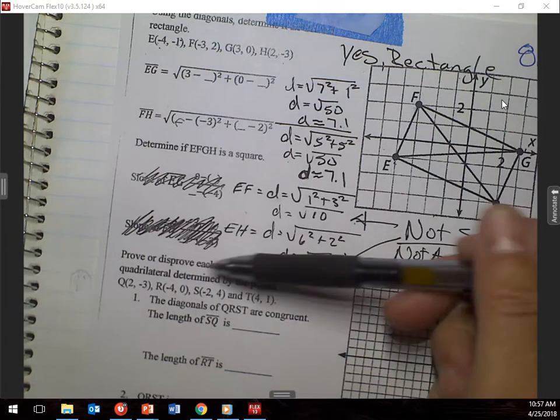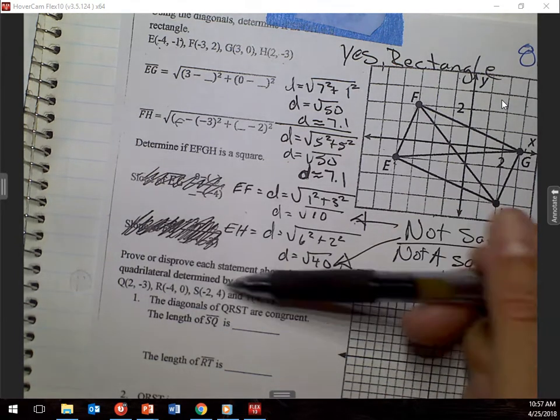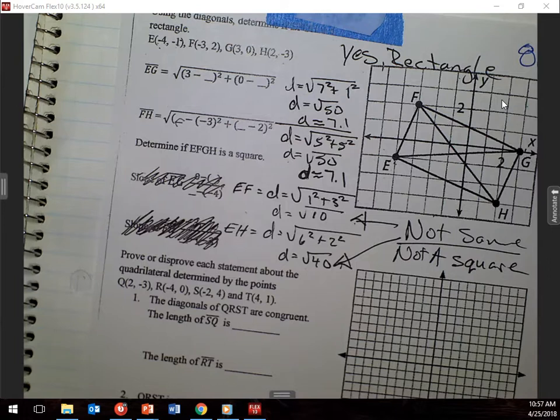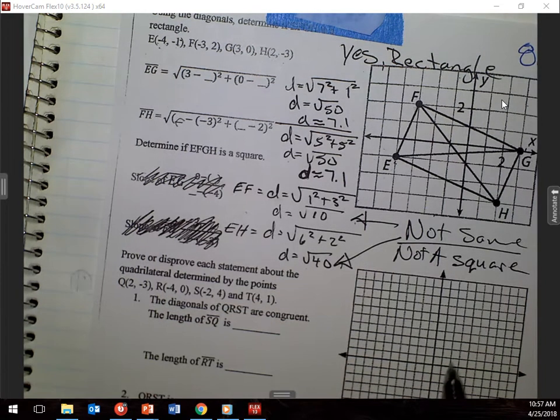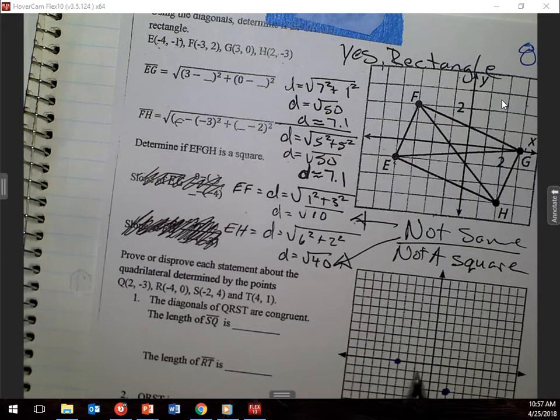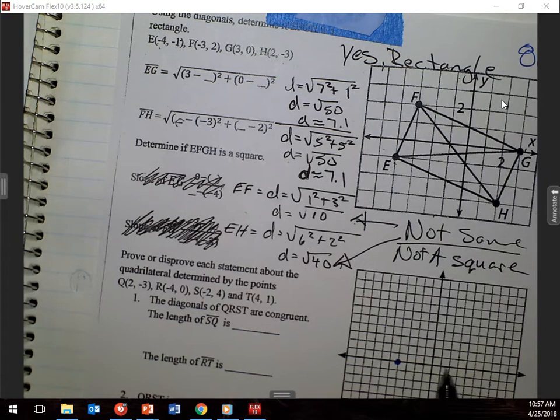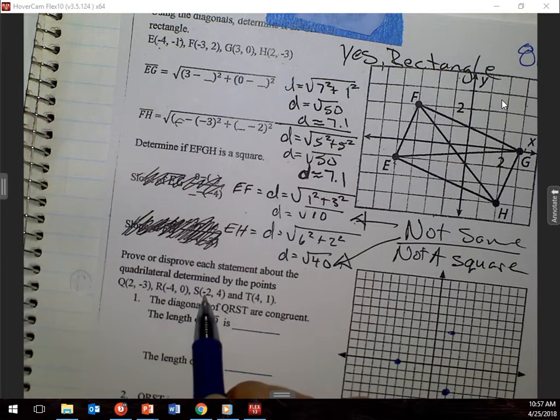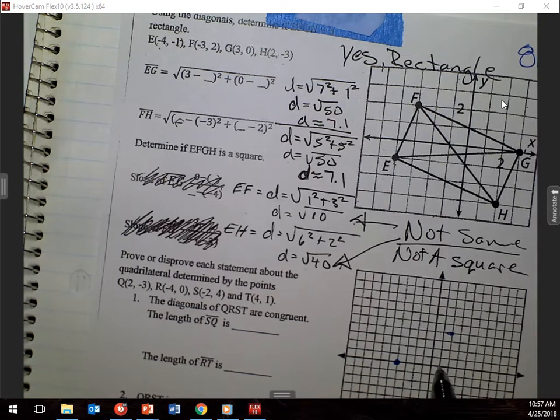It says, prove or disprove each statement about the quadrilateral determined by the points. So we're going to put the points on here now. So let's see: 2, -3; 1, 2; -4, 0; -2, 4; and 4, 1.